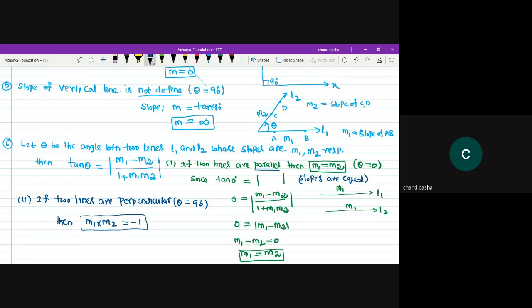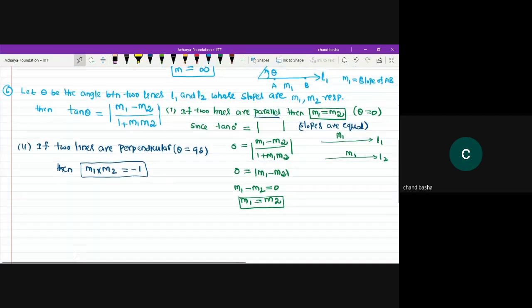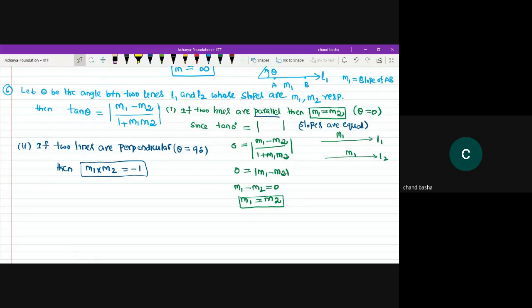Sir, how will we get M1 into M2 is equal to -1? As you said, the theta value is 90. Then I can make use of this same formula, since tan 90 degrees is equal to M1 minus M2 divided by 1 plus M1 M2. This is already what we have. It is 1 plus M1 M2, with the modulus, guys. So tan 90 means anything by 0.